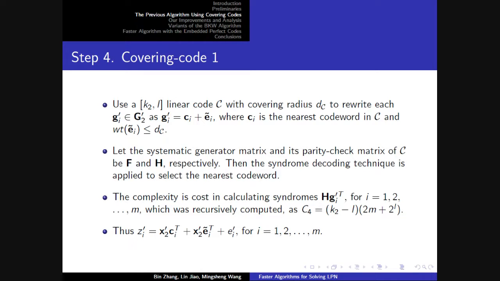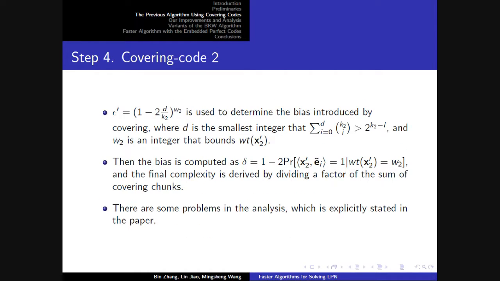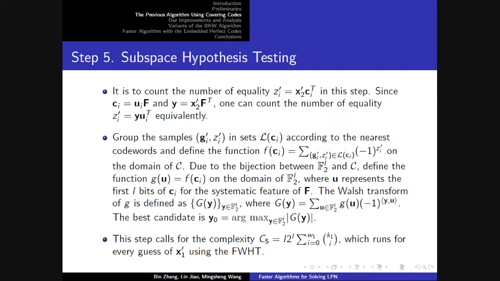We did not go into details about how it is applied to reduce the complexity. And they finally have this form of LPN instance. And the bias, they computed as here, but it has a conditional probability, not a normal probability. So from the theory of probability, this is incorrect. And there are some problems in the analysis, which are explicit in our paper.